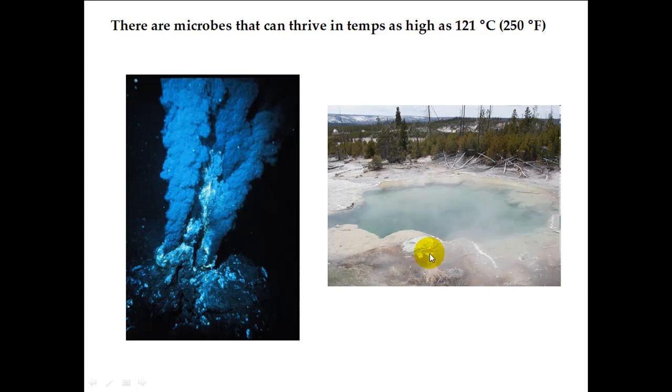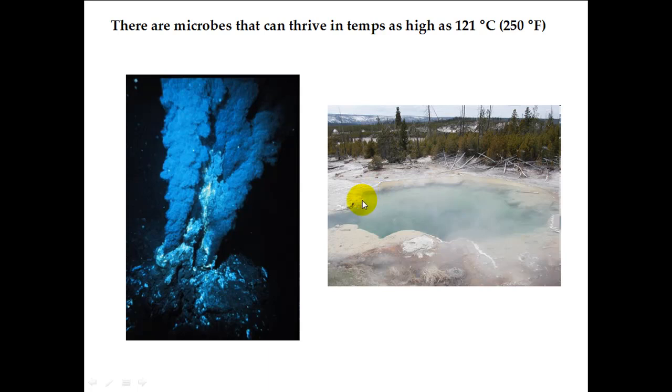So the types of temperatures we're talking about here, there are some microbes that can thrive in temperatures as high as 121 degrees Celsius, which is 250 degrees Fahrenheit. And again, the cells we're talking about here can do this just naturally. So they don't have to produce endospores to do this.